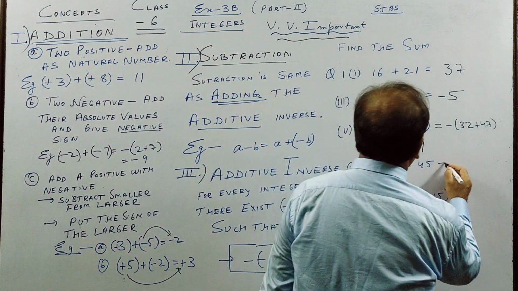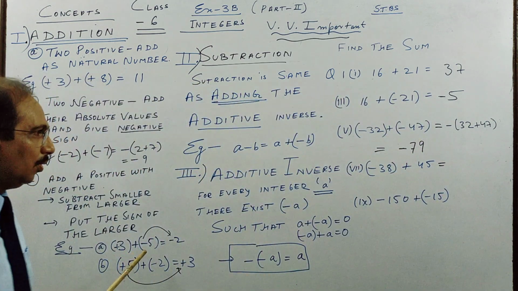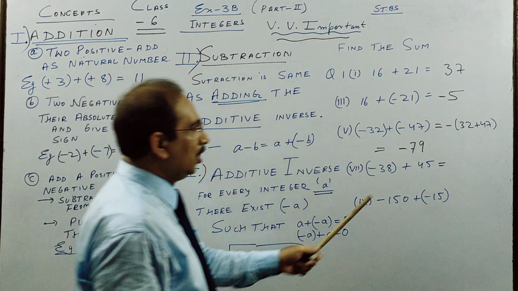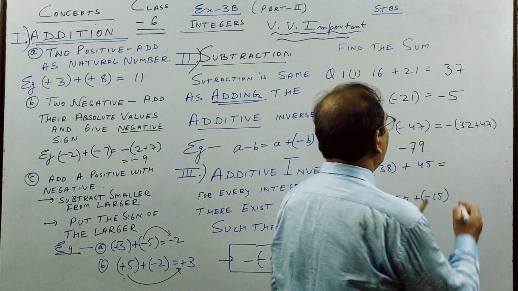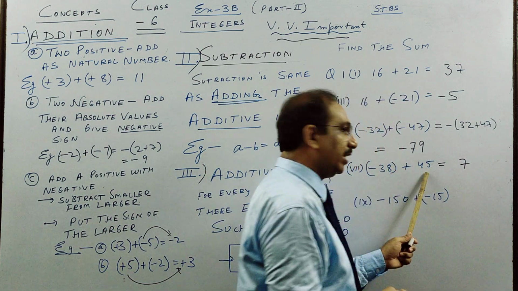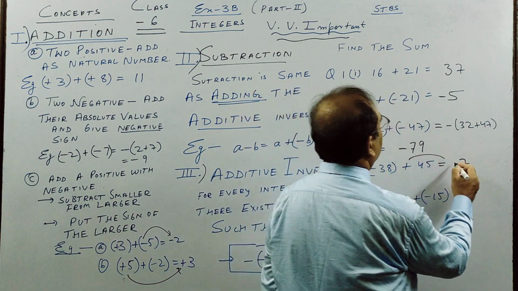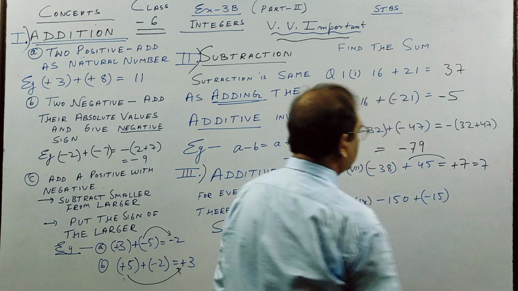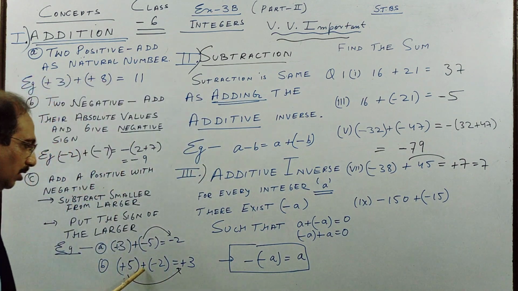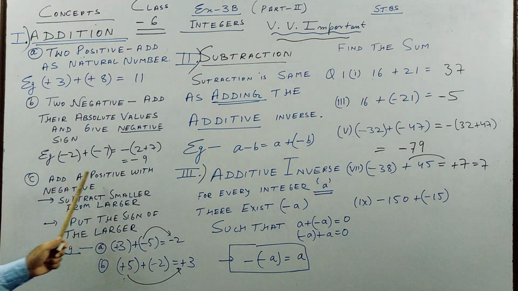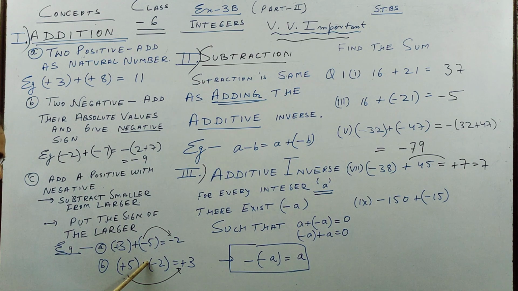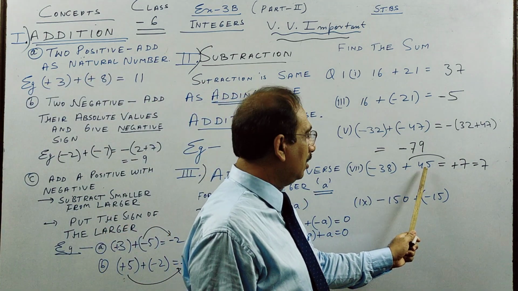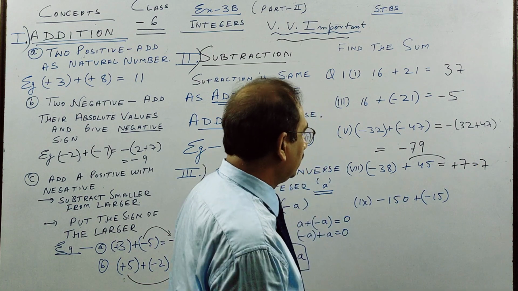Next is the same, we have this rule, 1 plus 1 minus, but plus is bigger than minus. So subtract 38 from 45, you get 7. What is the sign of the larger? Plus. Plus generally we don't write, we write 7. Once more, this is the rule: opposite signs, adding one positive with one negative. So subtract the smaller from the larger, put the sign of the larger.